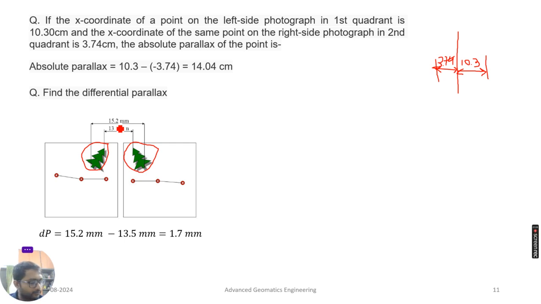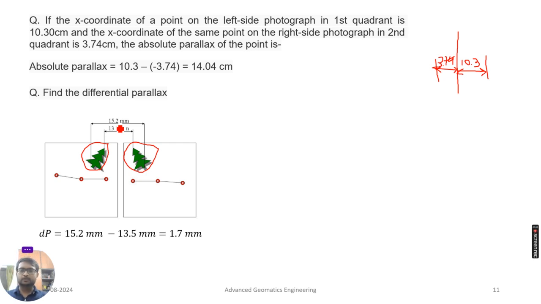So are you able to understand this concept of absolute parallax and differential parallax? Or is there any doubt? Because the next question is based on this concept. If not, then I will repeat this one more time. Otherwise, we'll go on. Please repeat the differential parallax.